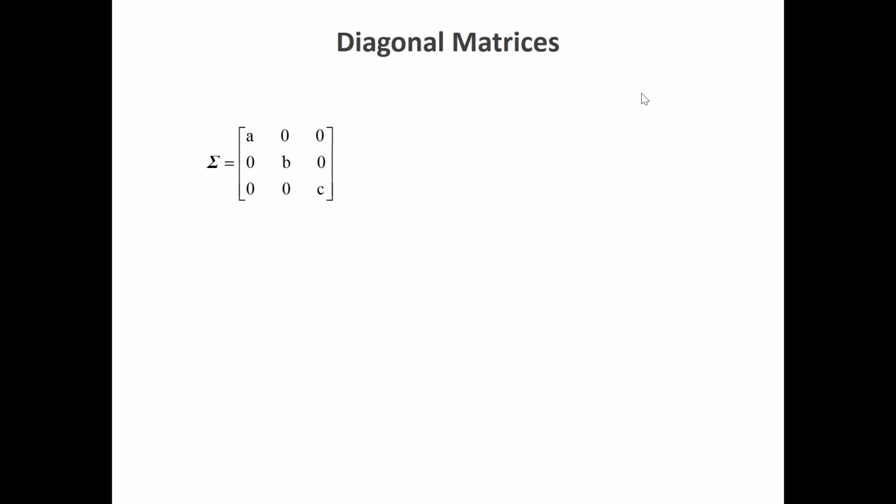All right, so an important class of matrices is what we call the diagonal matrices. Diagonal matrices are matrices where all the numbers are zero, except the numbers that are on the main diagonal. Those are non-zeros, all the others are zeros. So those are called diagonal matrices.